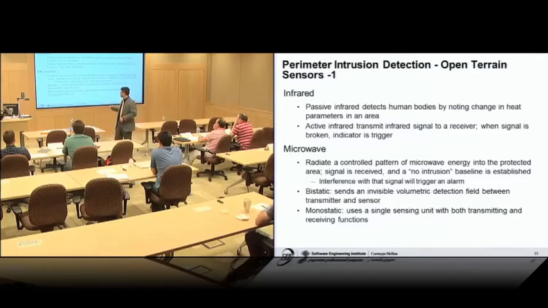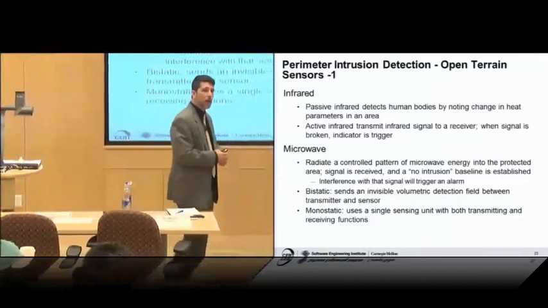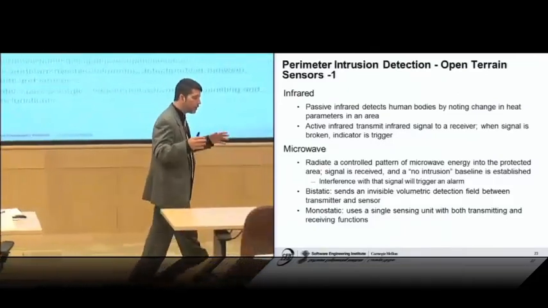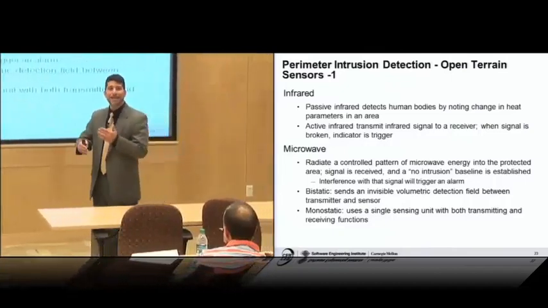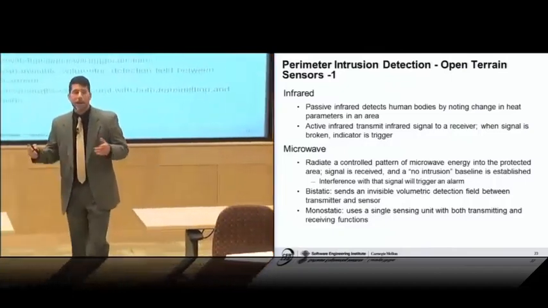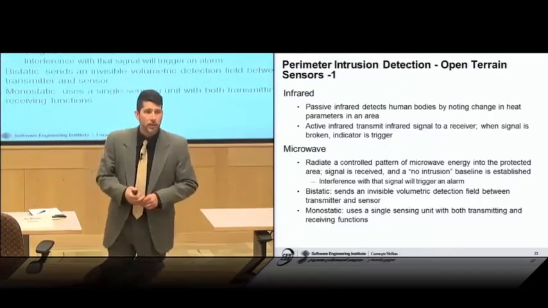Good. Microwaves. Very similar to the passive infrared. You get a pattern of microwave energy. You get the signal based on that, and that's your baseline of no intrusion. Anytime that changes, now you have an alarm that goes off, and you have to send somebody to take a look at it.